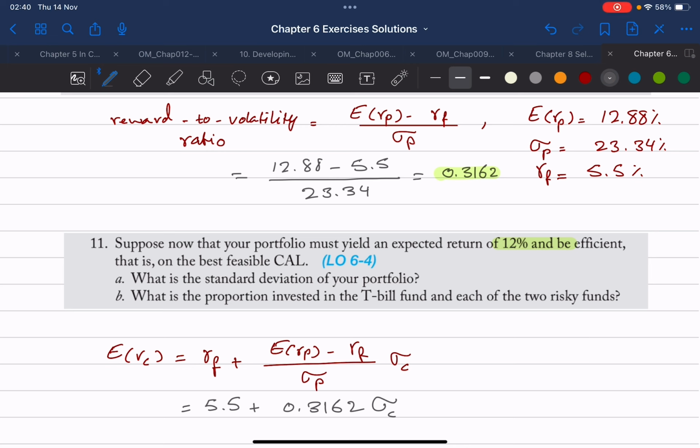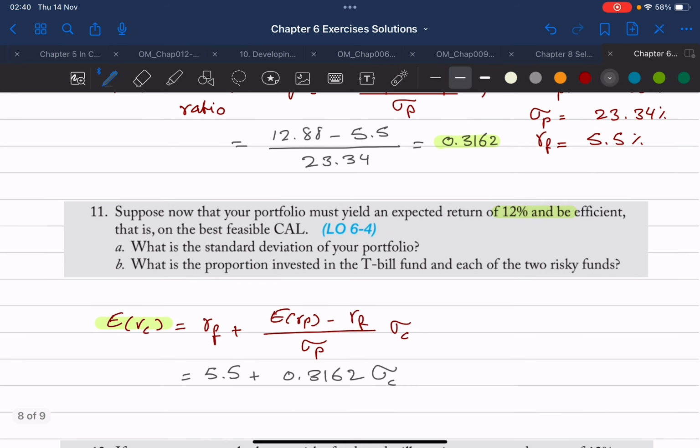And we don't really know this right here, but it was given to us in the question. The question is telling us that you want a portfolio that must yield an expected return of 12%. So we can set this to equal 12%. Okay, so let's write it down. Setting the expected return on the complete portfolio equal to 12%.